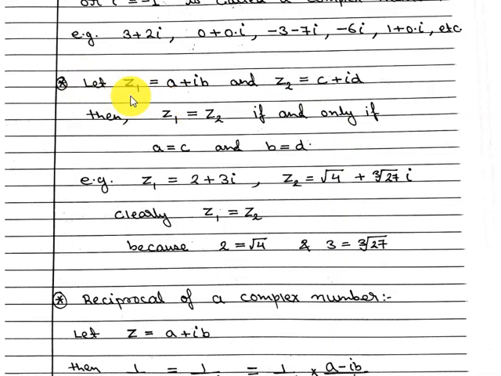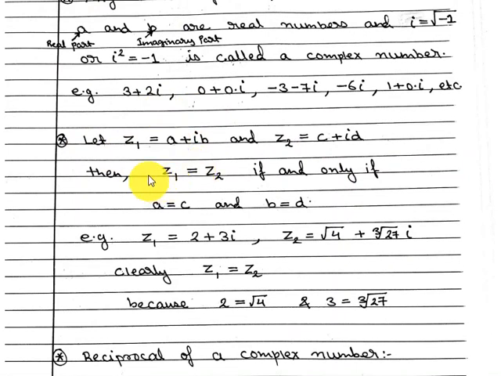Now suppose we have got two complex numbers. One thing you must note is that a complex number is always denoted by z. And in subscript we write 1, 2; here I have taken two complex numbers, that's why z1, z2. So z1 is equal to a plus ib and z2 is equal to c plus id. Now these two complex numbers will be equal only if a is equal to c and b is equal to d.